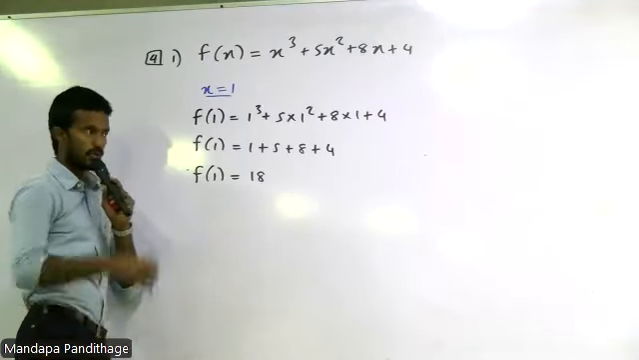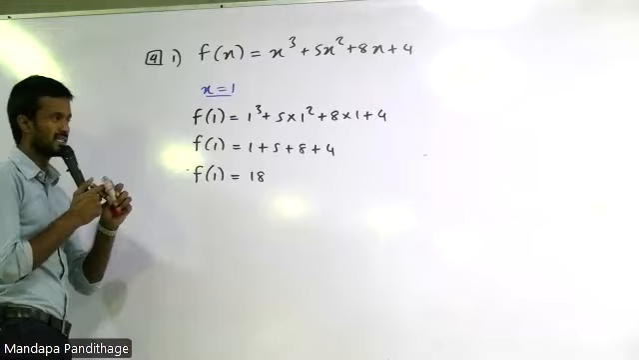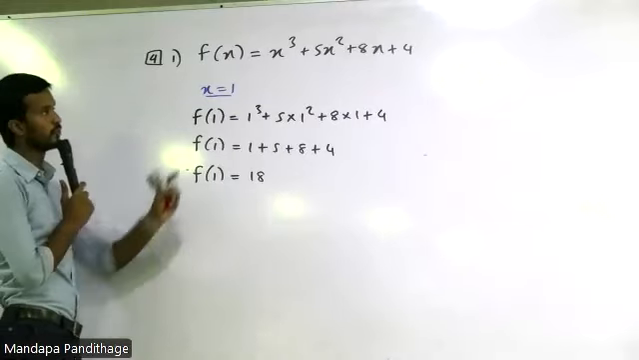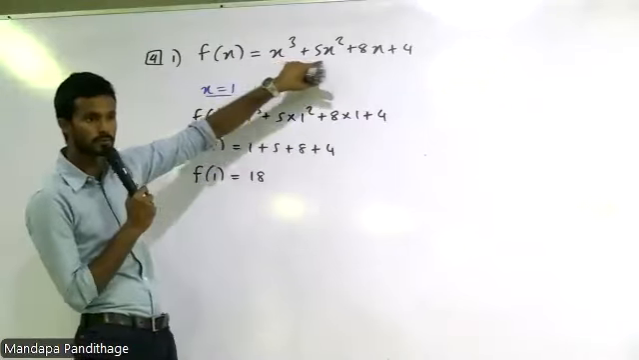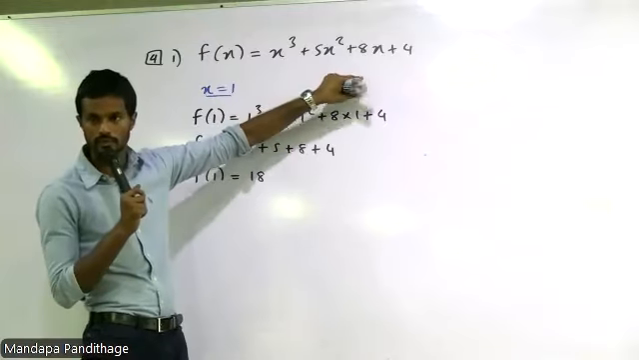But if you look at this now, you can even write x equals 2, x equals 3. You can put values. But if you just look at this, all the terms here are positive. All terms are positive.